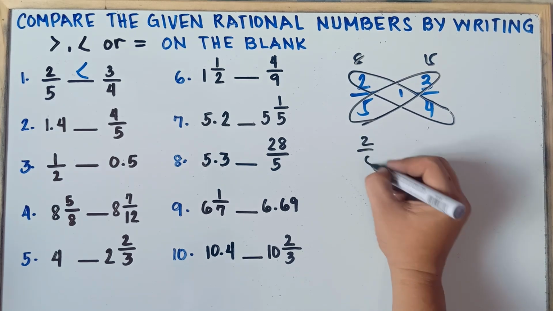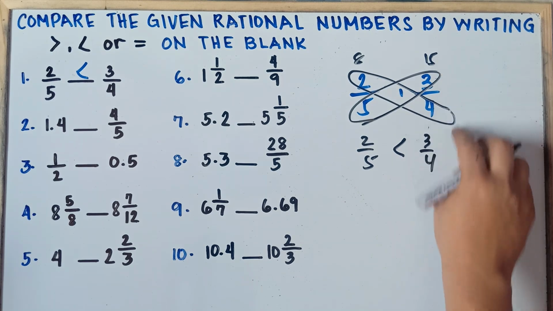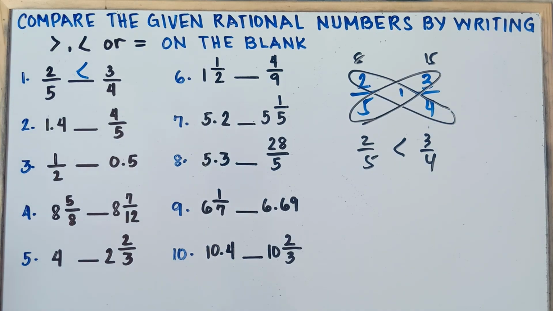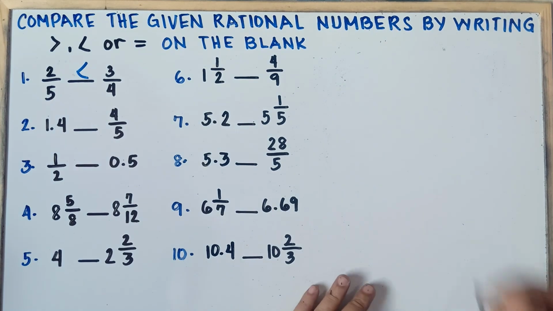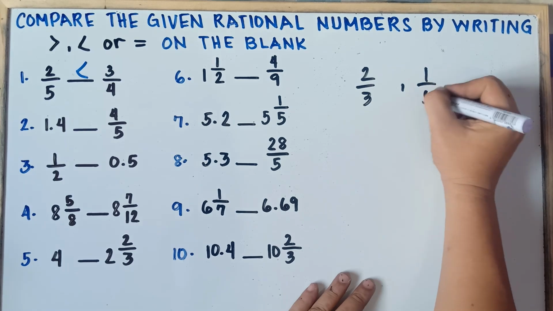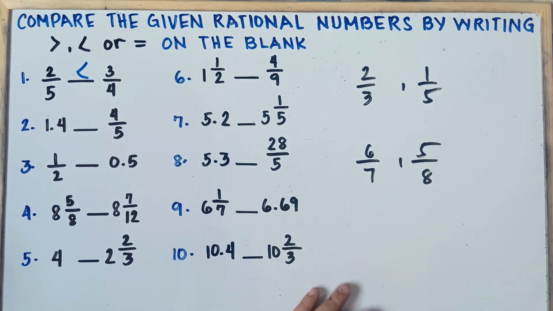So, therefore, 2 over 5 is less than 3 over 4 because we know 3 over 4 is greater than 2 over 5 because 15 is aligned on 3/4. Let's have another example, class. 2 more examples, class, for you not to be confused. Example, 2 over 3 and 1 over 5. Another example, 6 over 7 and 5 over 8.